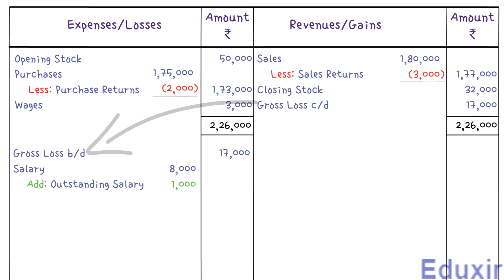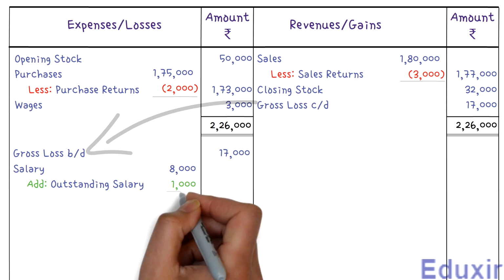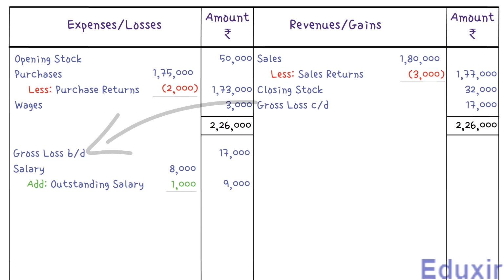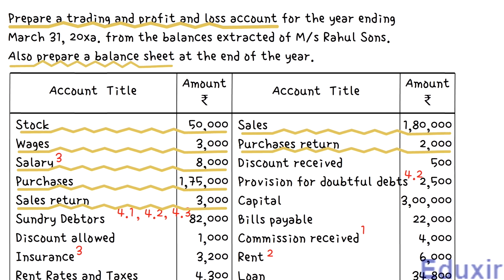Now, if we add 8,000 rupees and 1,000 rupees, we get 9,000 rupees, and this amount should be written in the amount column. So, we are done with the salary related posting in the profit and loss account. Let's now proceed to consider the next entry.